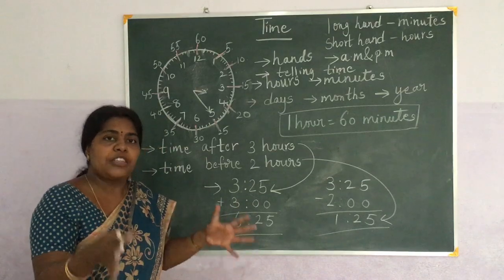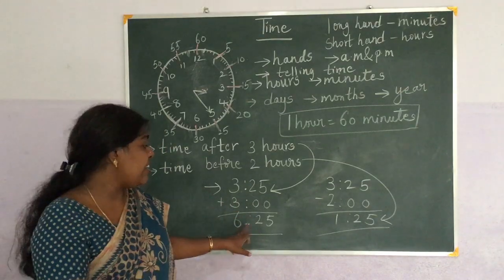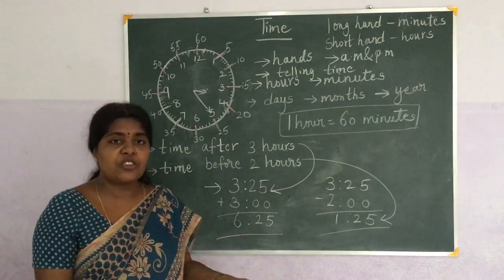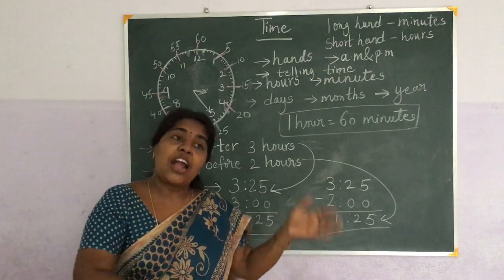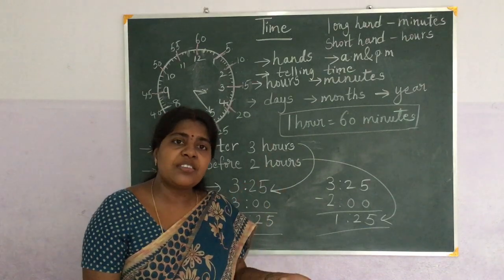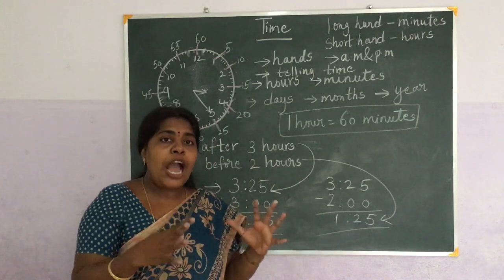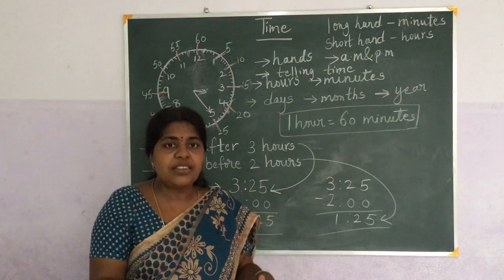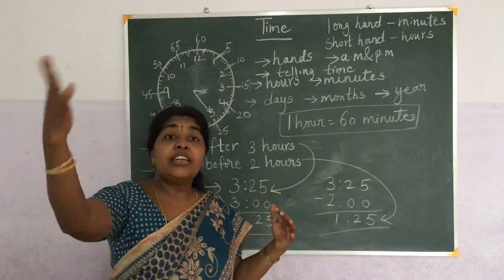Suppose the time is 3:25 now, 3 hours after, it is 6:25. The time will be 6:25. Suppose the time is 3:25, and 2 hours back I was in the movie. So at what time was I in the movie? I was in the movie at 1:25. So you have to check. By seeing the present time, you can go backward or forward and you can tell.